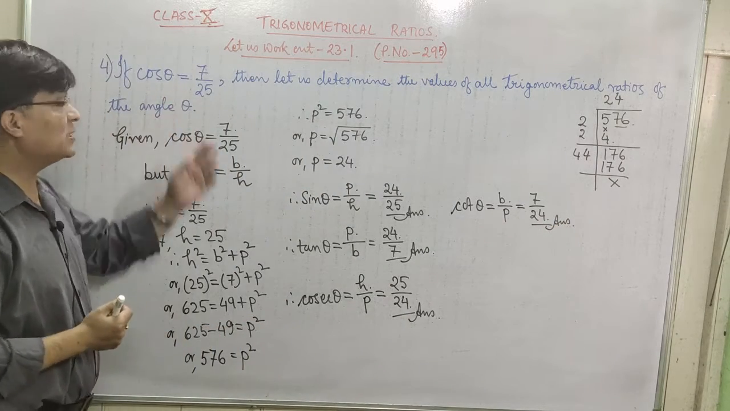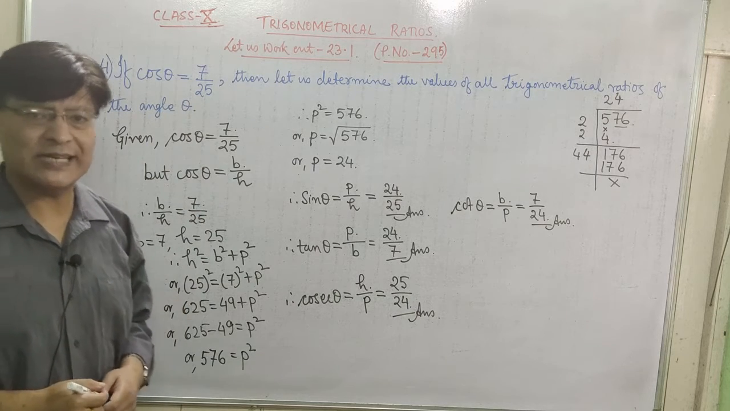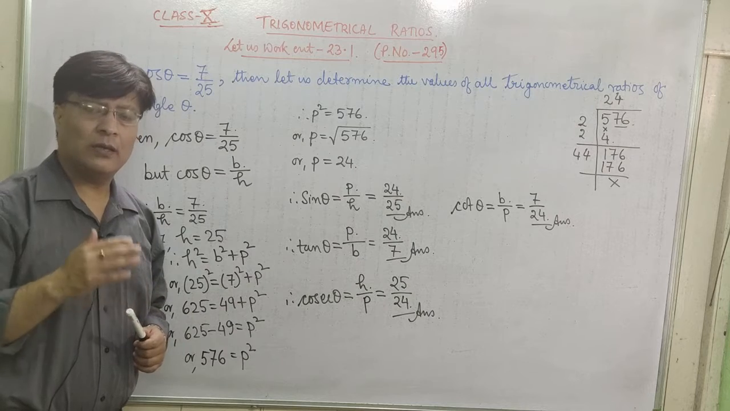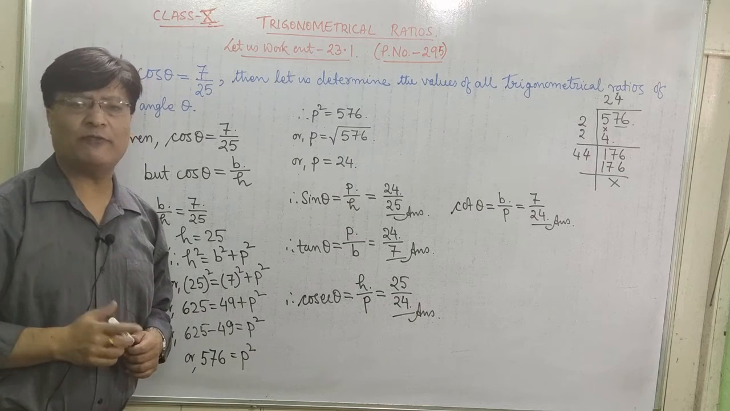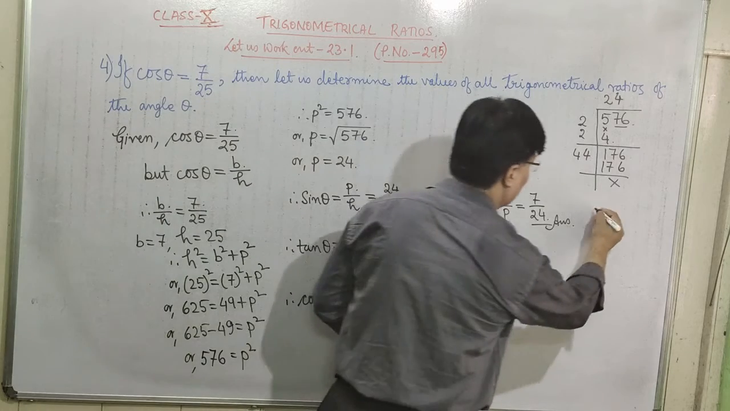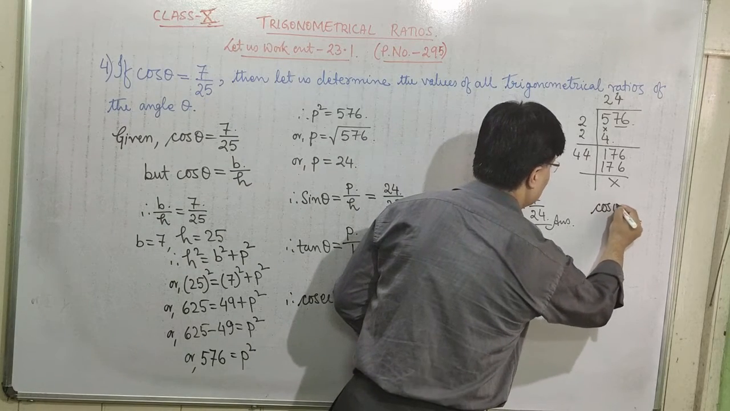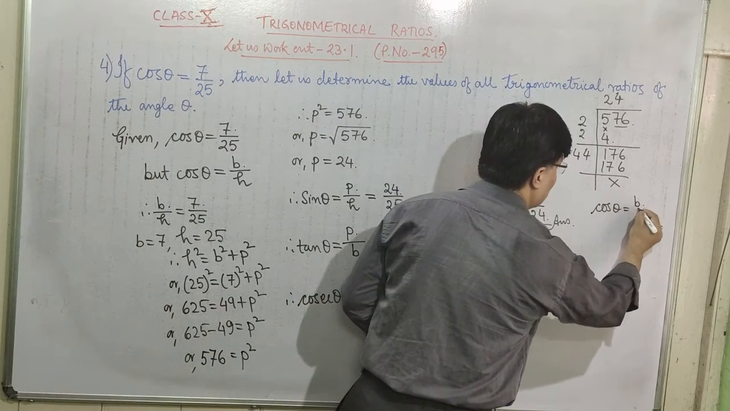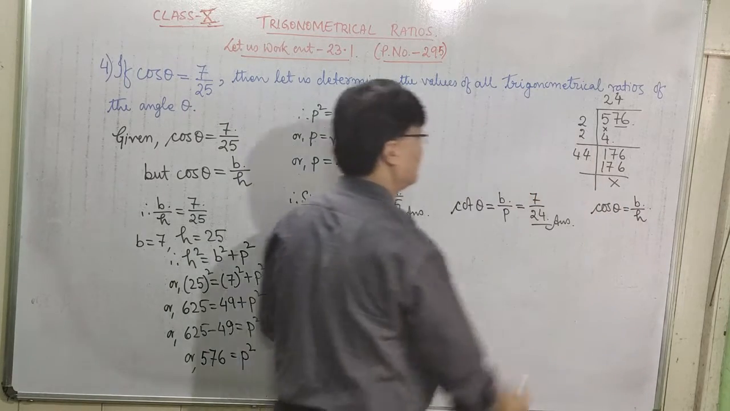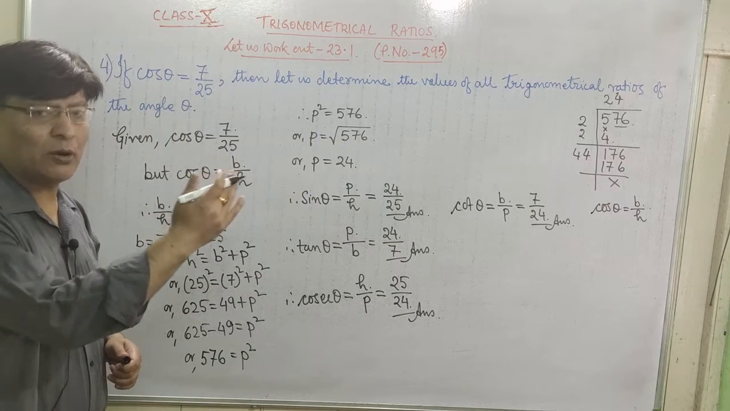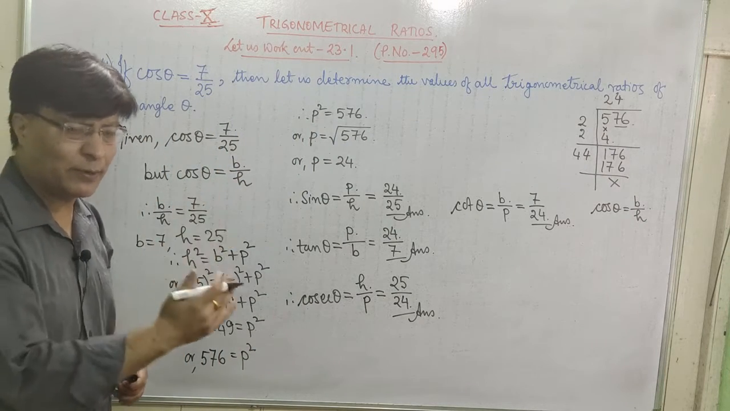Okay. Now cos theta is given. You can get the value for sec theta from the given value for cos theta. And what is the formula for cos theta? Cos theta is equal to base upon hypotenuse. What is it? It is b upon h. That is cos theta is equal to b upon h.